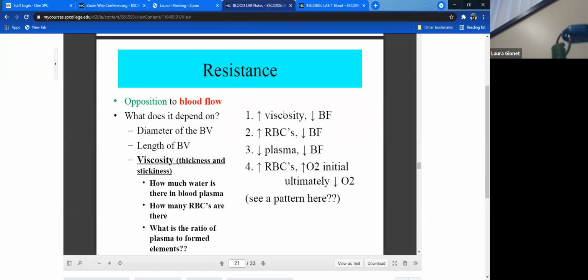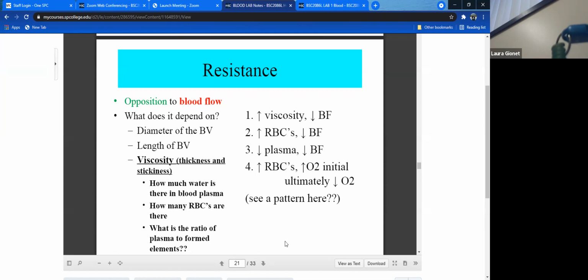So here we increase viscosity. If we increase viscosity, we decrease blood flow. That's what BF is, blood flow. If we increase the number of red blood cells, we decrease blood flow. Therefore, we increase our viscosity. If we decrease plasma, then we also decrease blood flow and increase viscosity.